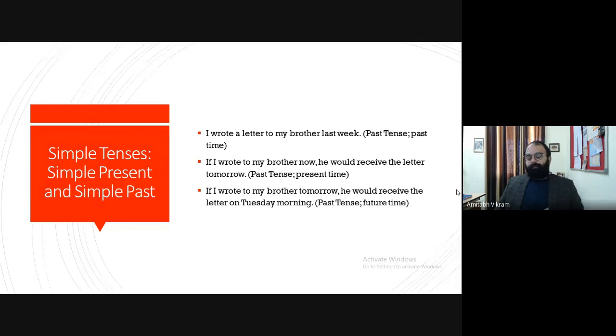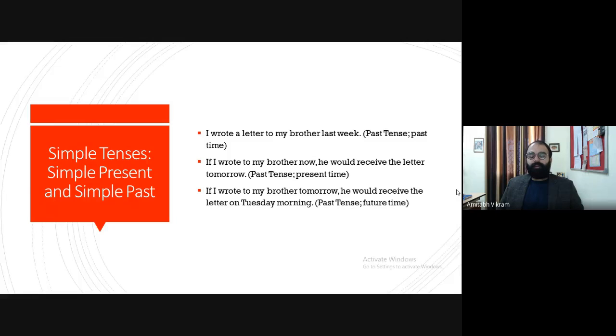But because if is there, if I wrote to my brother now, we are mentioning a situation that's not real. It's an assumption we are making. If I wrote to my brother now, he would receive the letter tomorrow, because we have not written a letter yet, but we are imagining that if I wrote a letter to my brother now, he would receive the letter tomorrow. So again, this past tense is used in the present time, because which adverb is showing you the present time? Now is showing you the present time. If I wrote to my brother now, he would receive the letter tomorrow.